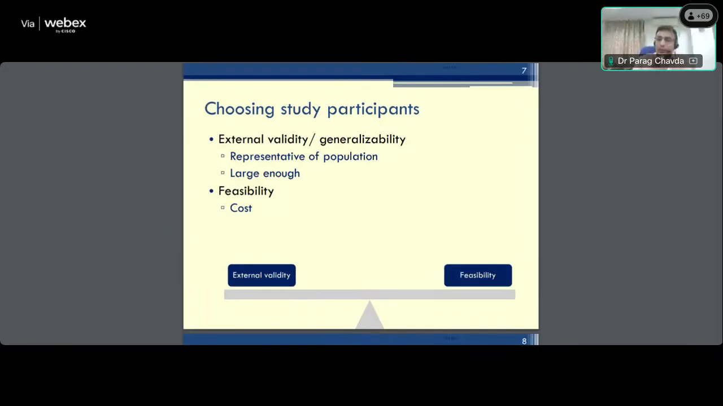So this is just a conceptual understanding. Now the next part of the session are these two. How do we ensure that the study sample that I am choosing is representative, and how do I ensure that I have a large enough study sample?